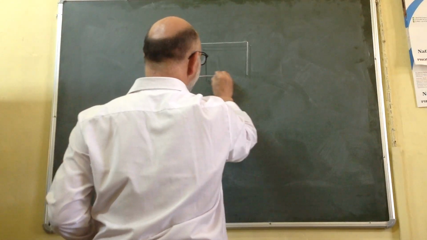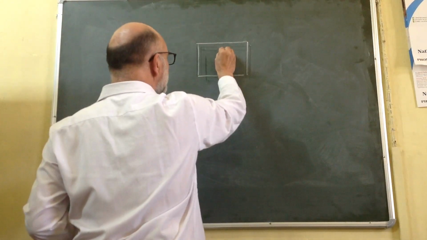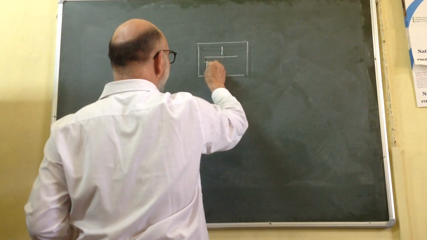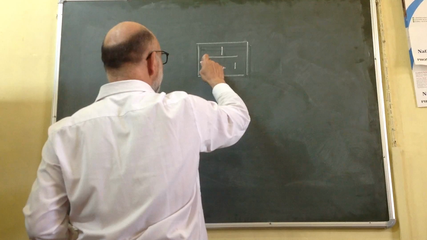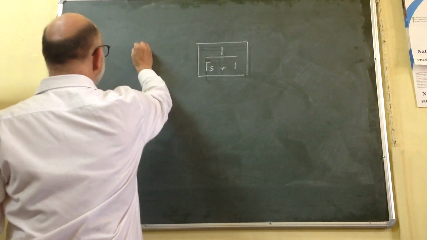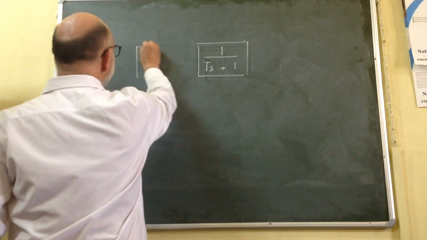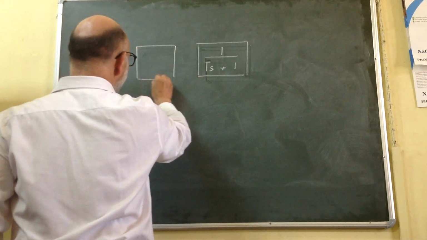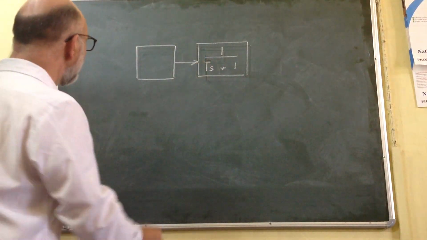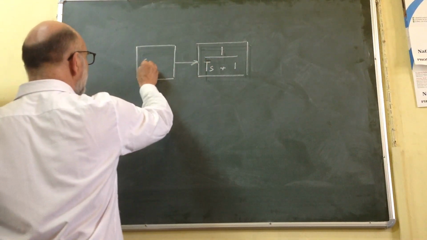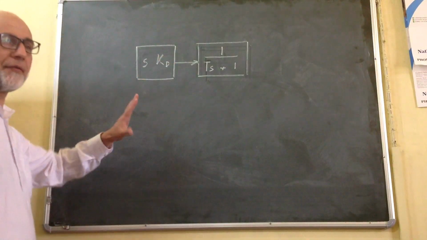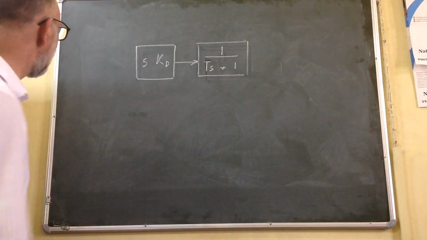So this is the plant. For the sake of simplicity, we'll assume a first order plant. As you can see, this is the transfer function of a prototype first order system. So here we have the controller. Since this is a derivative only controller, its transfer function will be S times KD. This is something that we have already discussed.